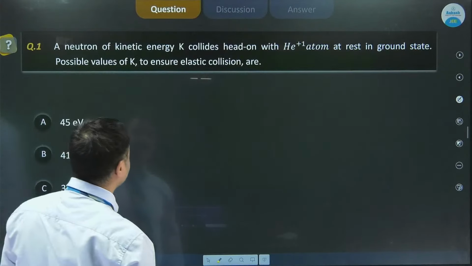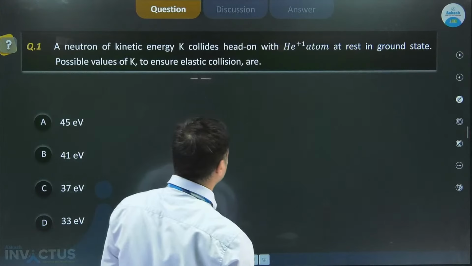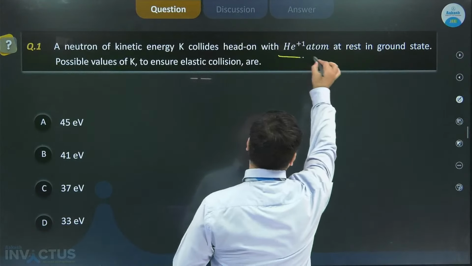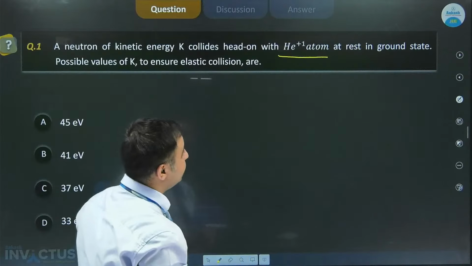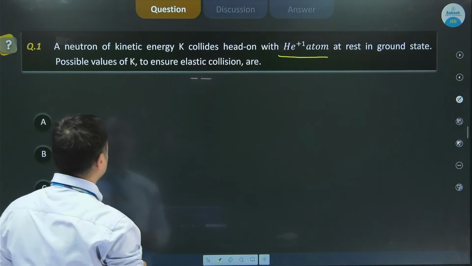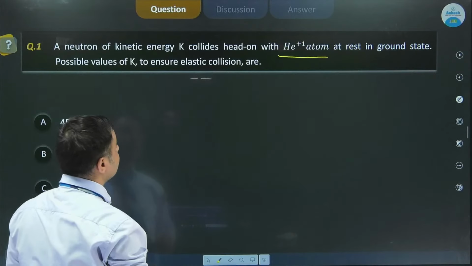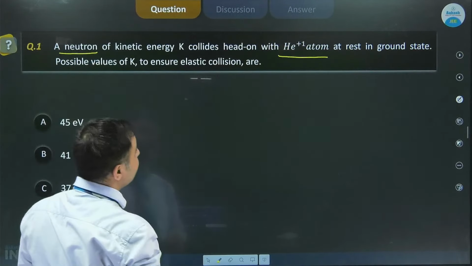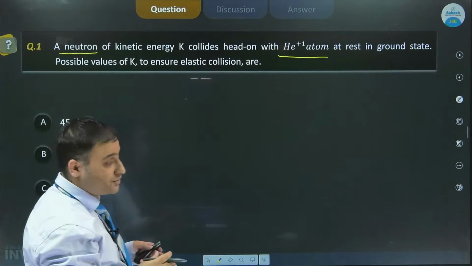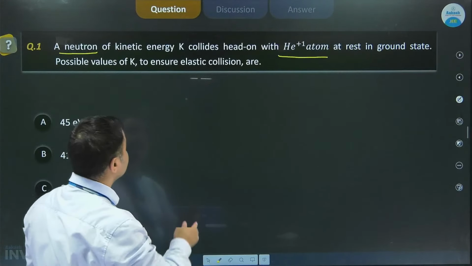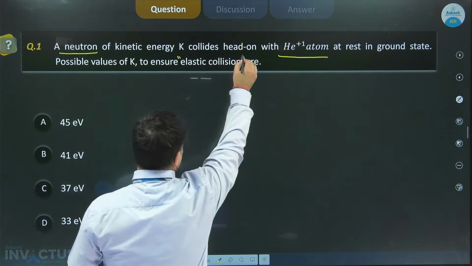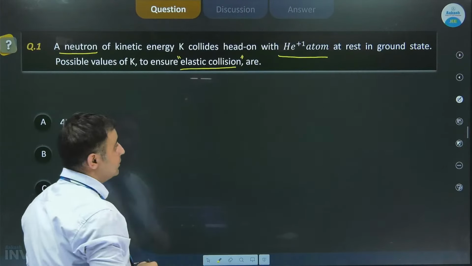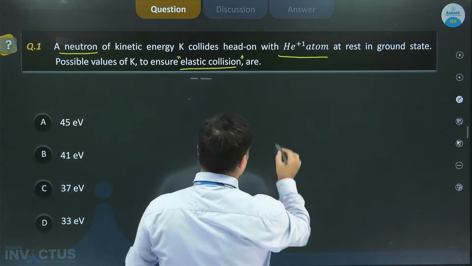A neutron of kinetic energy K collides head-on with a helium plus atom at rest in the ground state. The possible value of K to ensure elastic collision. So a neutron with kinetic energy K is striking a helium plus atom, and we have to find the condition for elastic collision. Now let's draw.